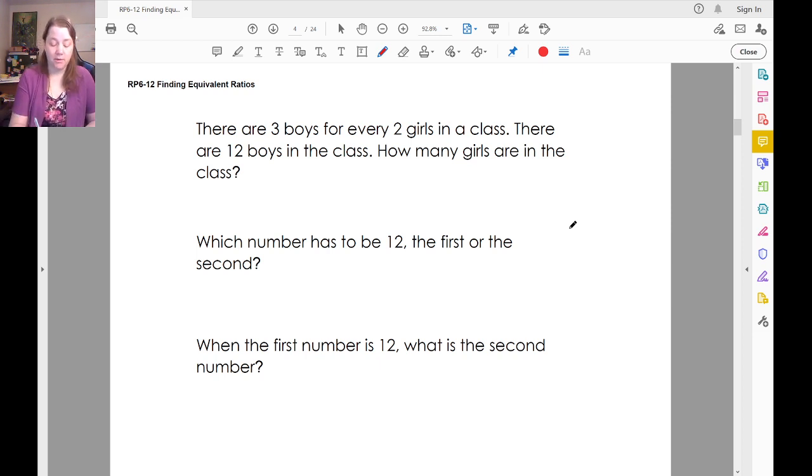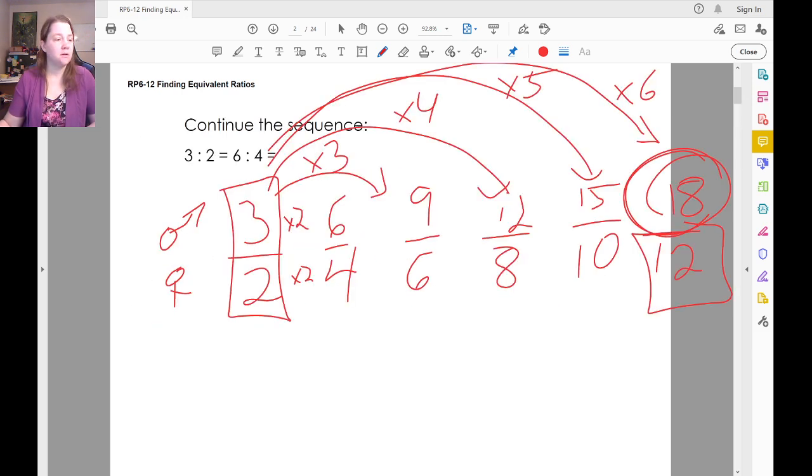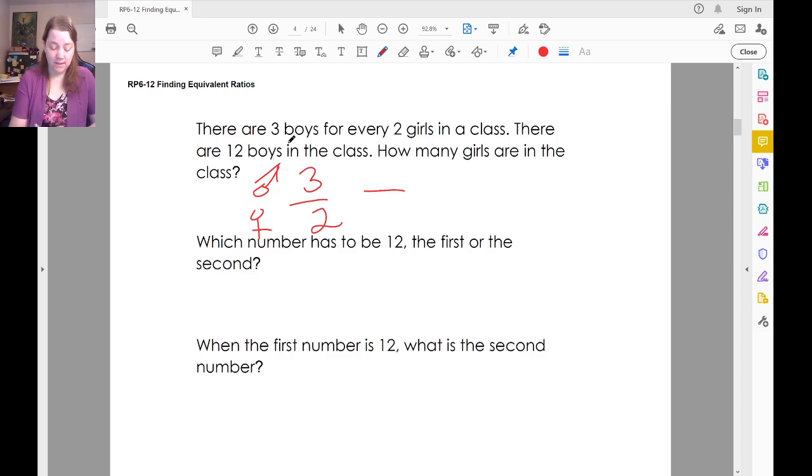So in our other problem, where there were 3 boys for every 2 girls, and there were 12 girls in the class, then we would make sure that the first number, we don't know what the first number is in our new ratio that we're trying to figure out. I'm sorry, we do know what our first number is because there are 12 boys in this problem. So if there are 12 boys, we're going to put a 12 on the same row as the boys, which means that we don't know how many girls there are.